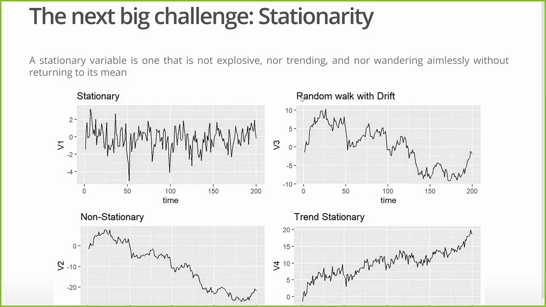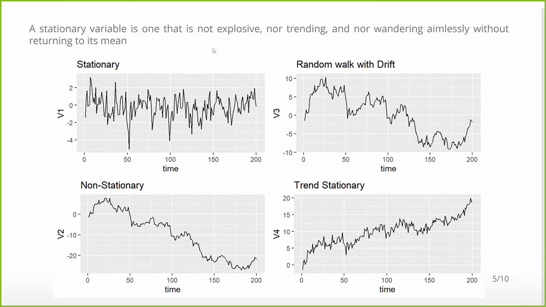So another big challenge that we have is something called covariance stationarity. What we want is for the moments of this series, things like the mean and the standard deviation, to be constant over time. We don't want them changing over time, because if they start changing, we lose the stability of the relationships that we find. The relationships we find don't matter, because they only work for the sample that we looked at. And so I'm going to show you four different types of series here.